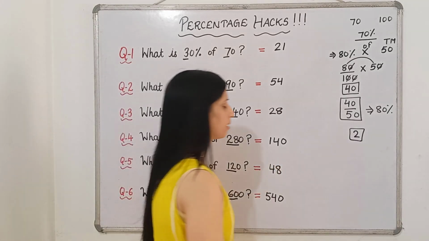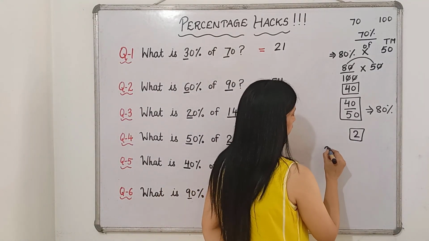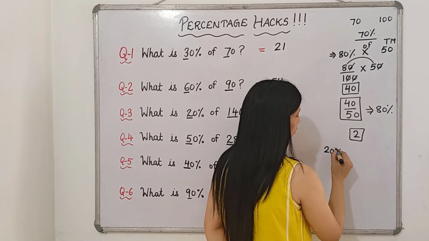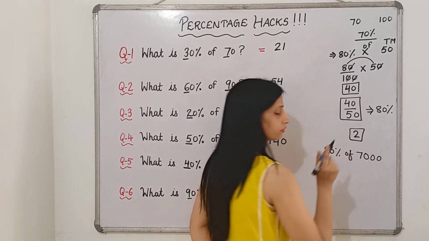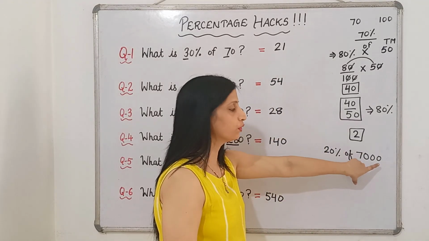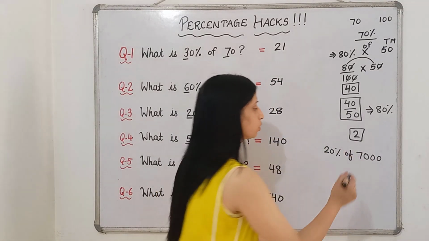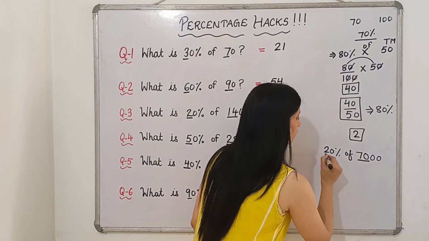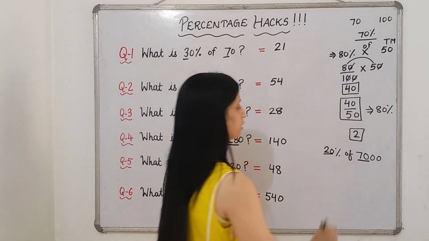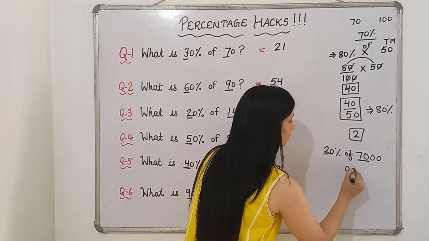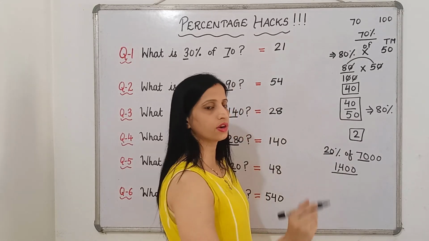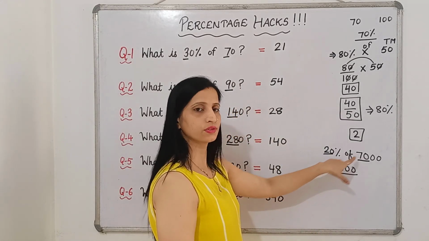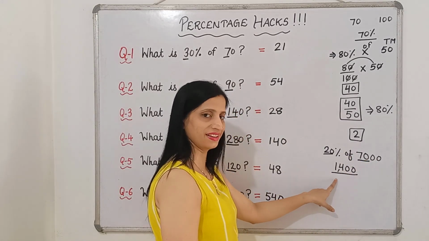For example, the question is, we have to find out 20% of 7,000. So you have to remove simply two zeros. Remove these two zeros and multiply 70 and 20. So what will we get? Two zeros and 7 2s are 14, so 1,400. 20% of 7,000 will be 1,400.